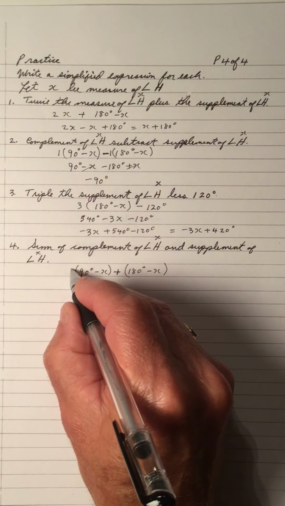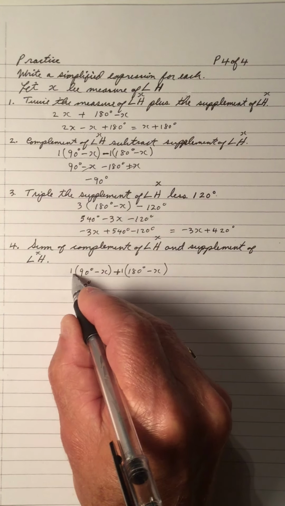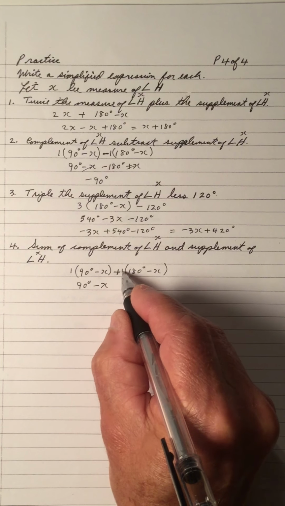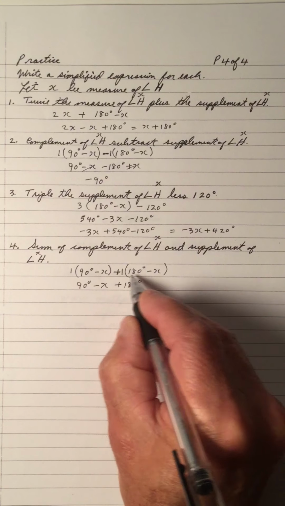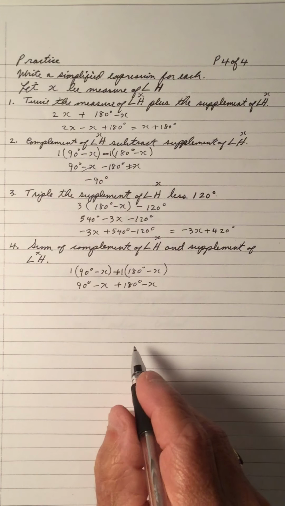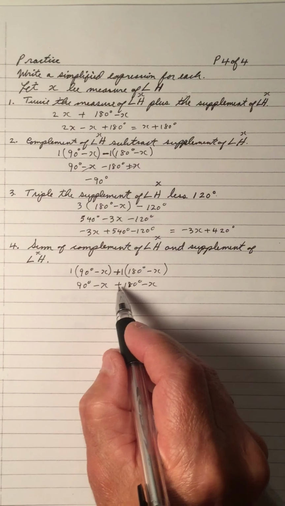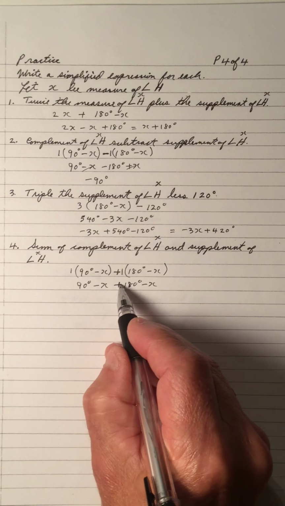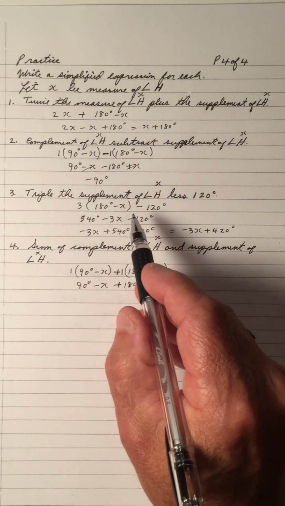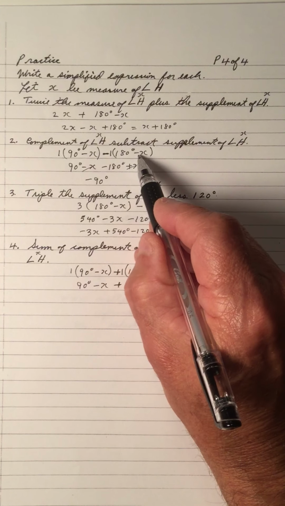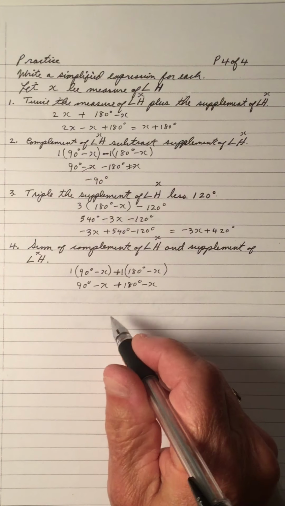But if I put brackets there and I put a 1 in front of each of these, 1 times 90 is 90. 1 times negative x is negative x. 1 times 180 is 180. And 1 times negative x is negative x. Notice I put the brackets in and put the 1s in. But if you wrote down the complement added on the supplement, it's the same as if you didn't put the brackets in or put them in. It's only with a subtraction sign. When you do this subtraction of this bracket, you've got to be careful with the subtraction. Plus, you don't have to worry so much.